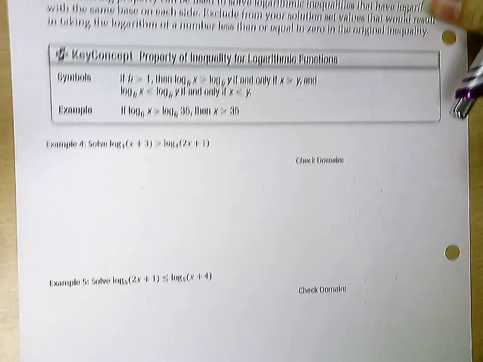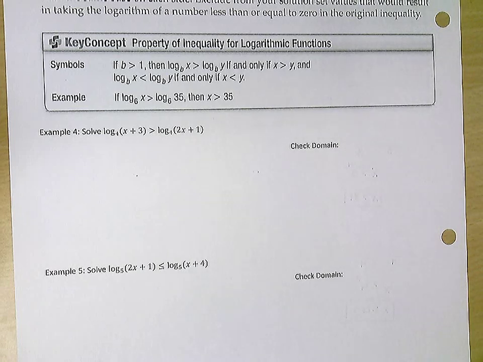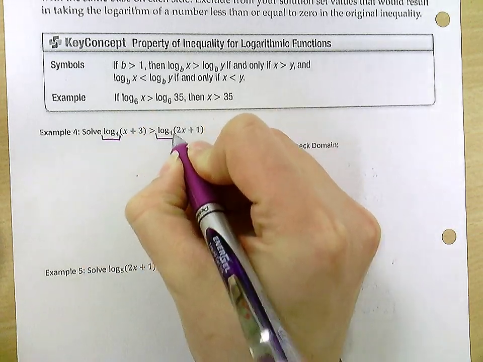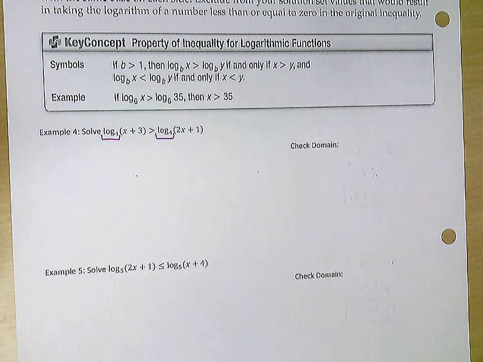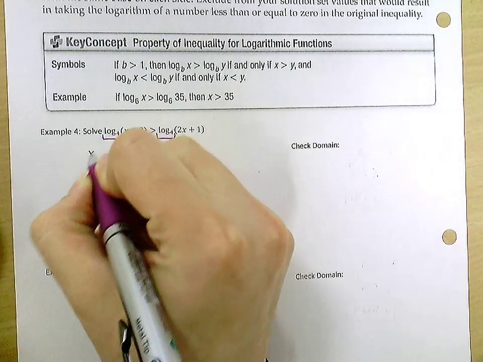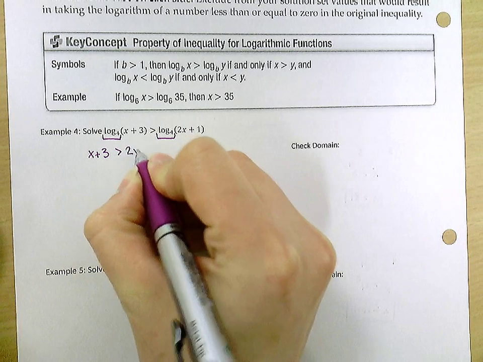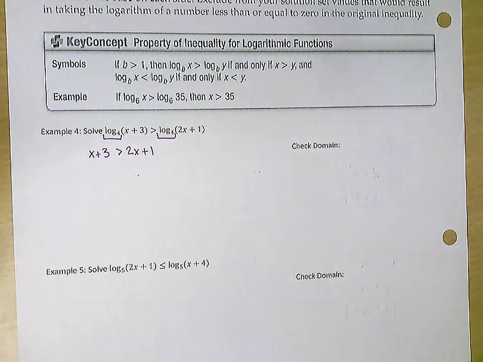So number 4, first thing I want to do is solve this inequality. Now, just like yesterday, if you have the same log base on both sides, those are just going to cancel each other out because I could bring in base 4 to both sides and they'll cancel. So I can set x plus 3 greater than 2x plus 1. Same thing as yesterday except you have this inequality symbol now. From here I'm just going to solve for x.